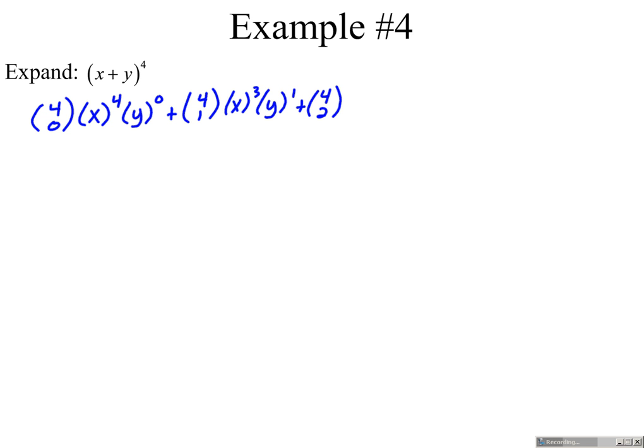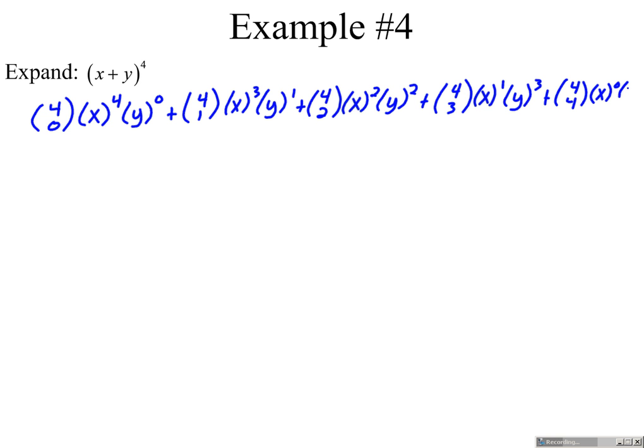4 choose 2. First term goes down an exponent. Second term goes up an exponent. 4 choose 3. First term goes down an exponent. Second term goes up an exponent. 4 choose 4. First term goes down an exponent. Last term goes up an exponent.